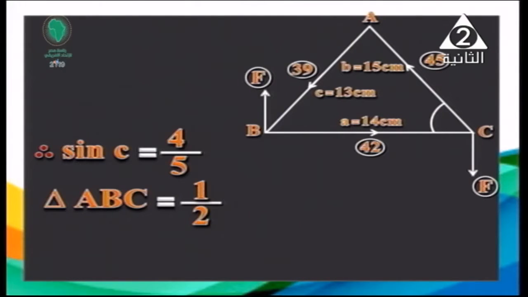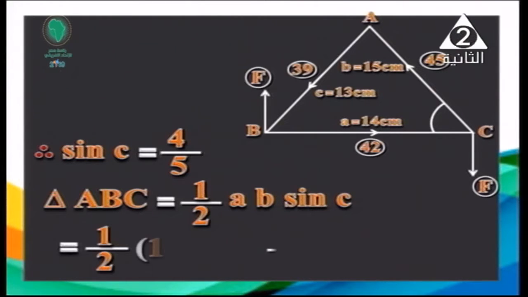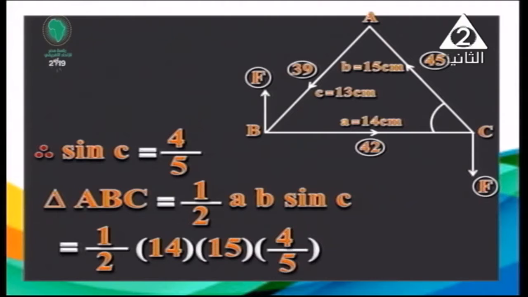To find the area of triangle ABC, we have half AB sine C. Then by substitution, half times 14 times 15 times 4 over 5 equals 84 centimeters squared. This is the area of triangle ABC.